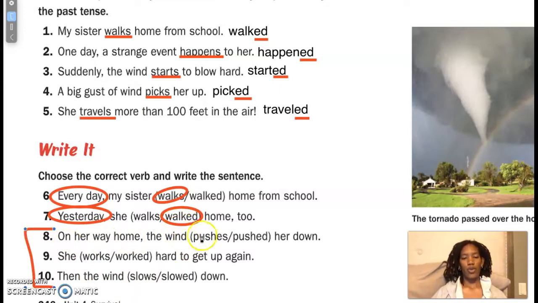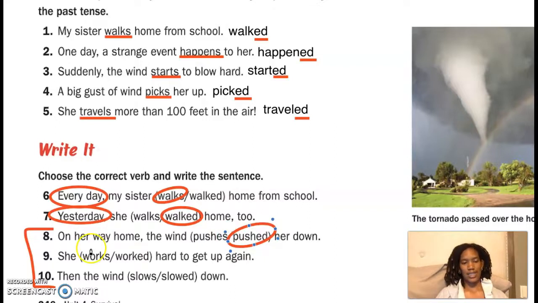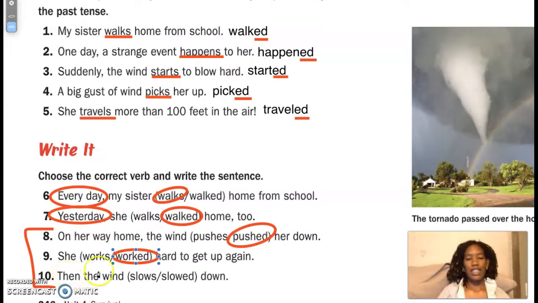So on her way home, the wind pushes or the wind pushed her down, right? Also, this is past tense because it seems like somebody is retelling the story. So that makes it past tense. All right. She works or she worked hard to get up again. If it's all past tense, well, then we're going to go with worked, right? And then number 10, the last one, then the wind slows or slowed down. Past tense, slowed. All right.